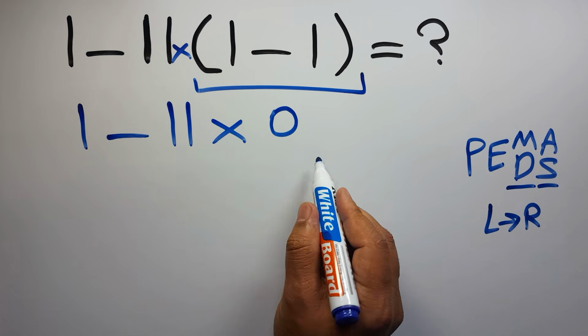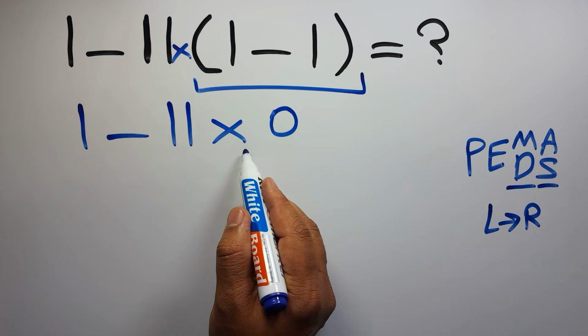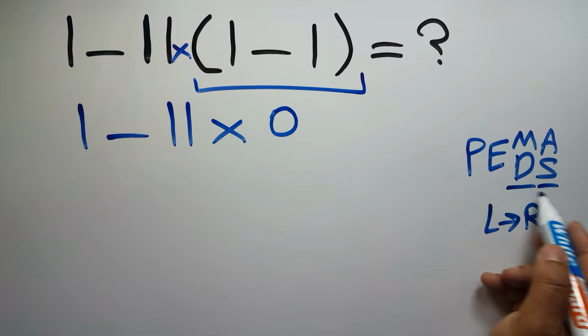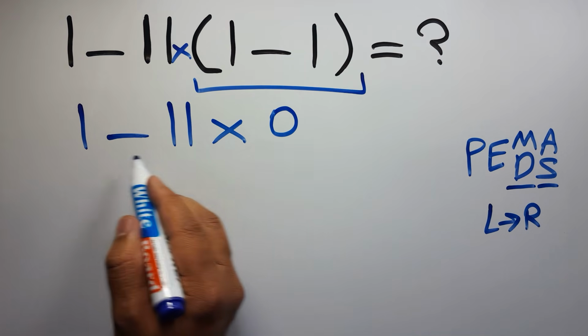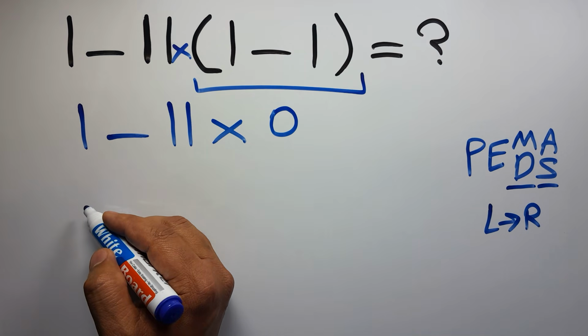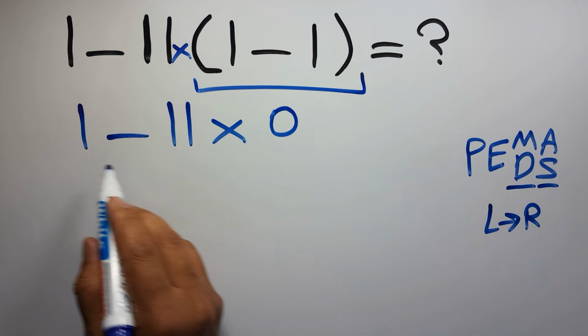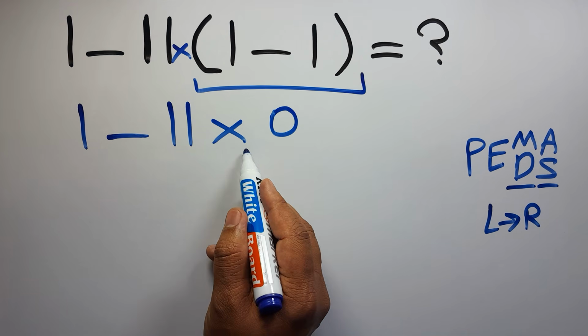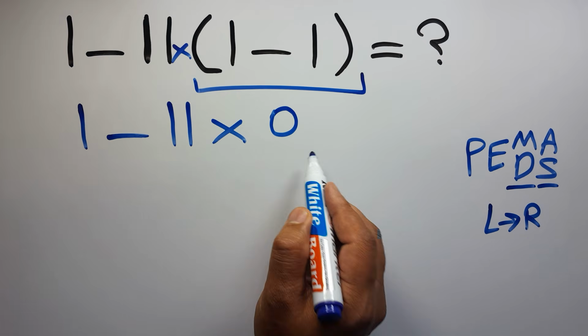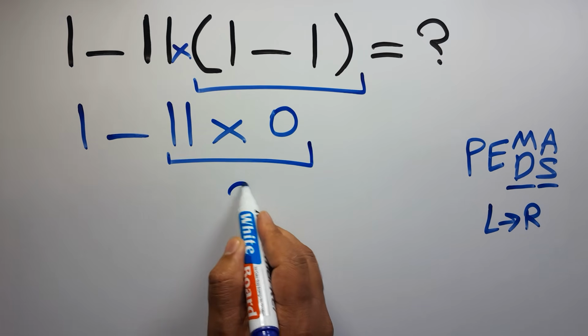Now, in this expression, we have one subtraction and one multiplication. According to PEMDAS, multiplication has higher priority than subtraction because multiplication comes before subtraction. So here, first we have to do this multiplication. 11 times 0 is just 0.